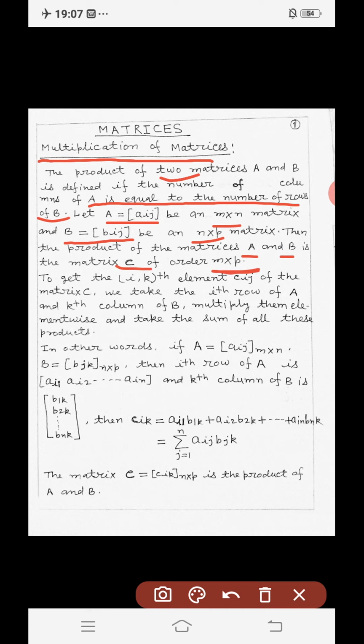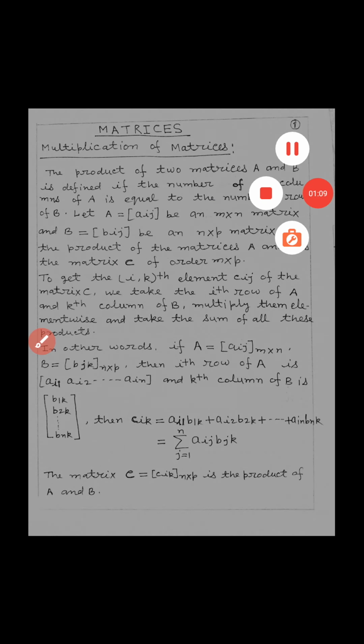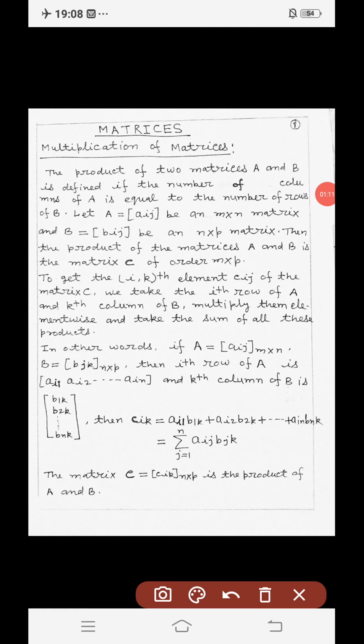Dear students, to get the ikth element Cik of the matrix C, we take the ith row of A and kth column of B, multiply them element wise and take the sum of all these products.